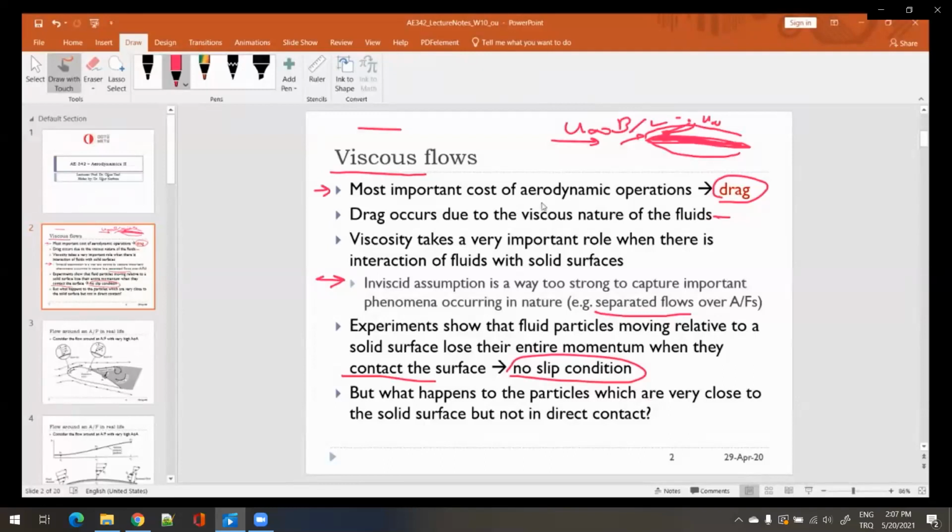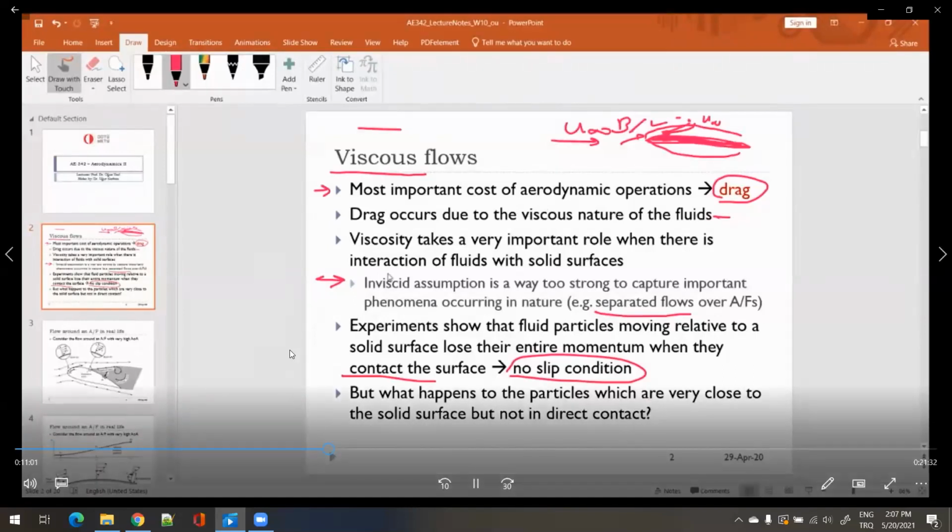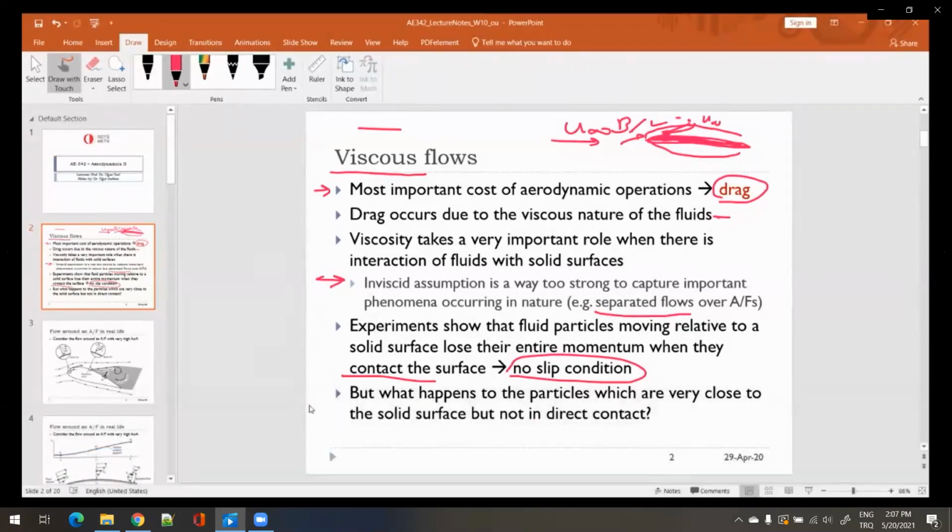Question? Hocam, when the fluid particles reach U infinity after passing the boundary layer, is the direction the same as the real U infinity, or can it be deflected? No, the direction will be the U infinity direction.